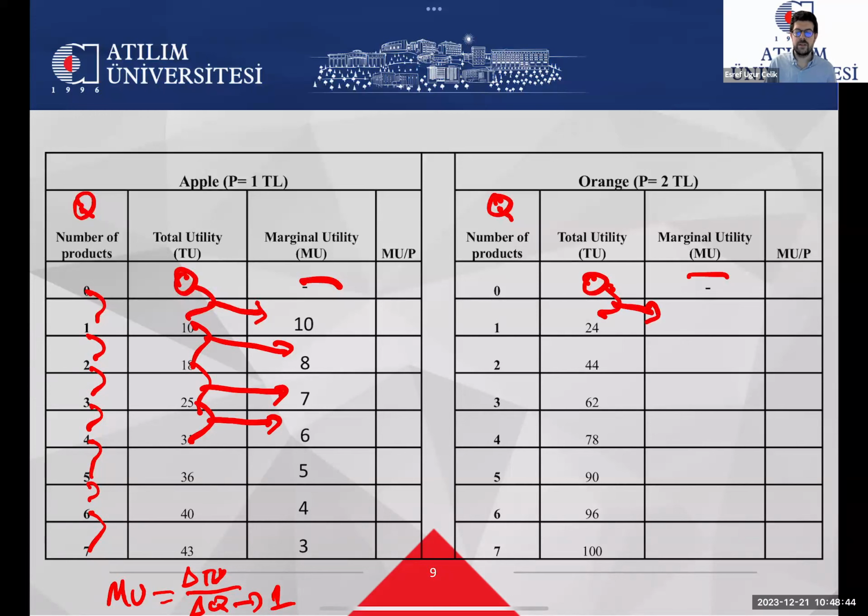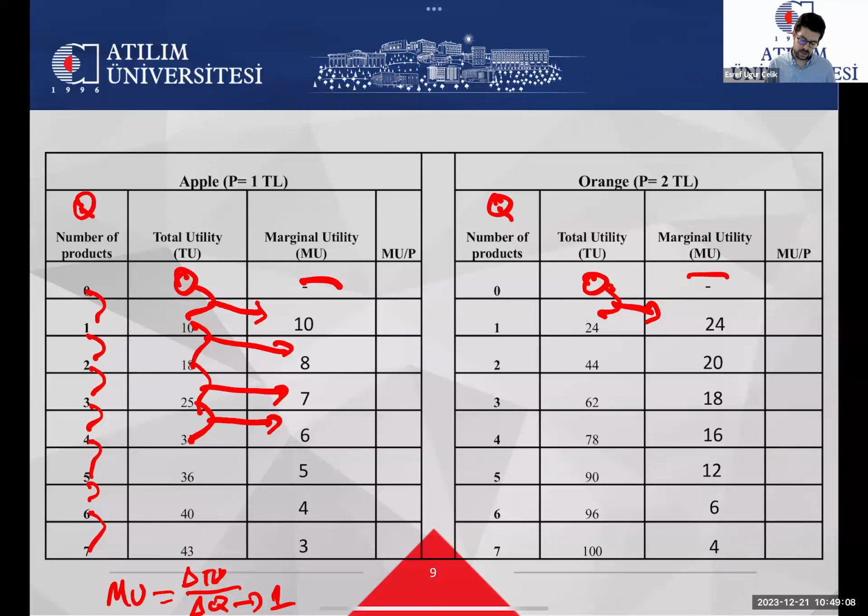Let's turn to the orange part. Start with 24, 20, 18, 16, 12, 6, and 4. I'm just gonna look at the change in total utility because the change in quantity is 1 for that question.